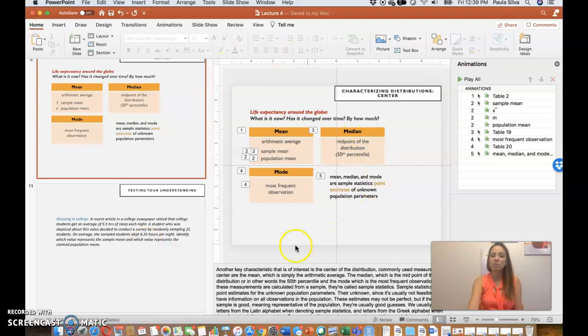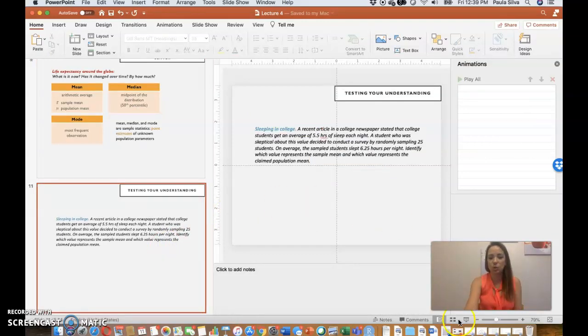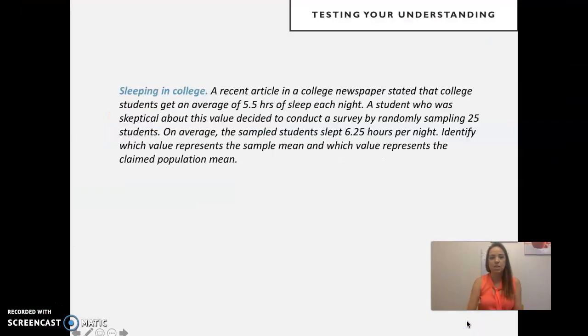So we finished the previous video formalizing what mean, median, and mode are and making a distinction between parameters in the population and sample statistics. Now let's check your understanding.